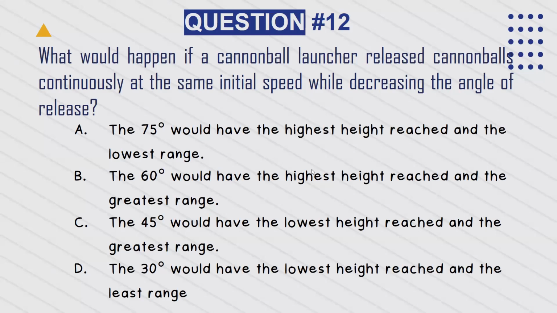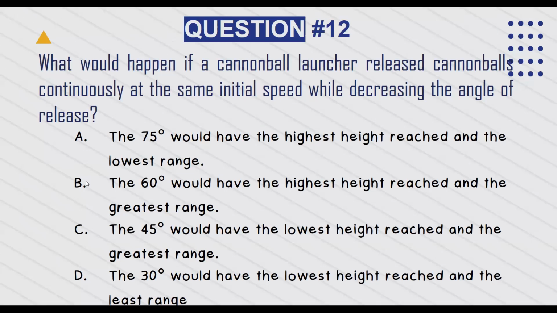Okay, letter A, the 75 degree would have the highest height reach and the lowest range. So a while ago, we are comparing 60, 45, and 30, and we have seen that 60 degree has the highest height and the lowest range or the least range. So letter A is true. B, the 60 degree would have the highest height reach and the greatest range. So 60 degree has the highest height, but it does not have the greatest range. So letter B is not true.